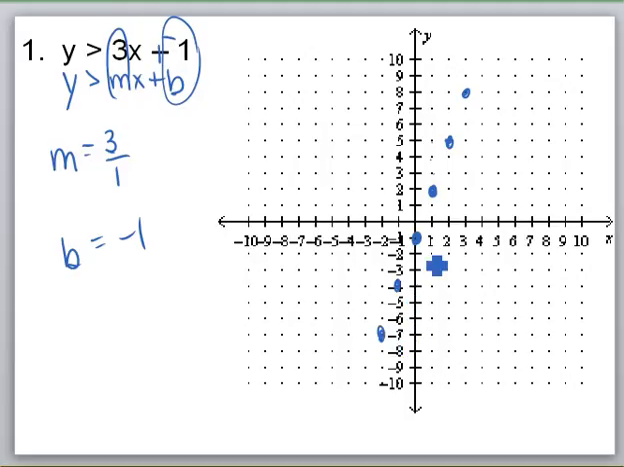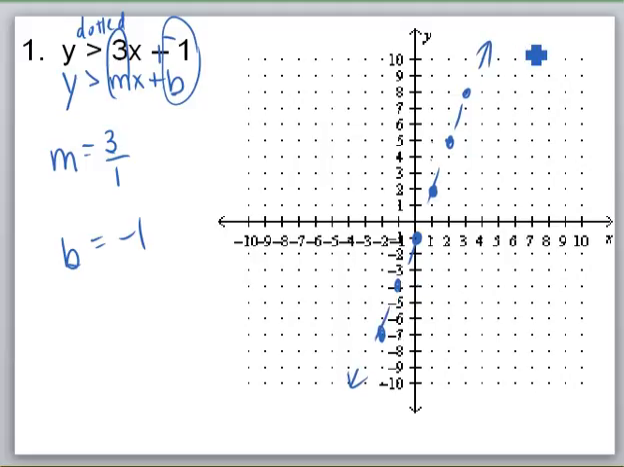Then once I have my line noted by the dots, I'll figure out which sign I need to use. This is a dotted line because it doesn't have the equal to sign underneath it, so I will mark it as a dotted line. And then I'm going to talk about shading.